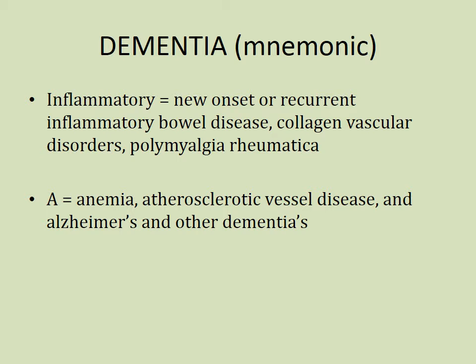Inflammatory, a new onset of any type of inflammatory, especially if they've recently been started on prednisone. That can rev some people up and cause them to have lots of problems. You got to think about anemia. That's your Alzheimer's, other dementias.